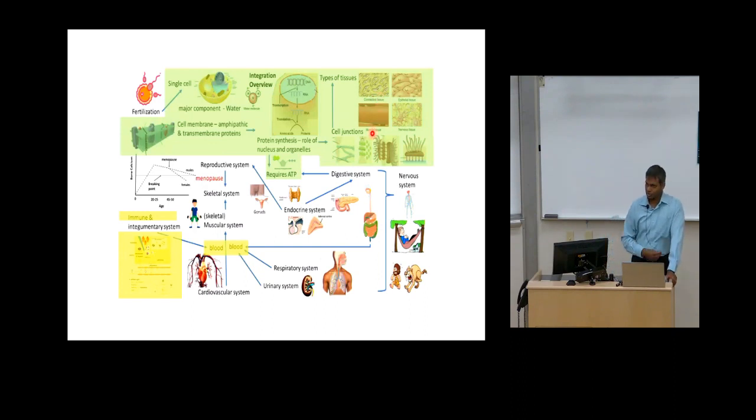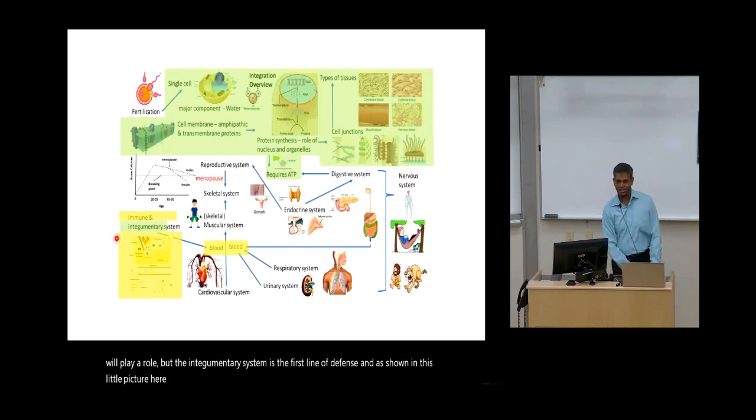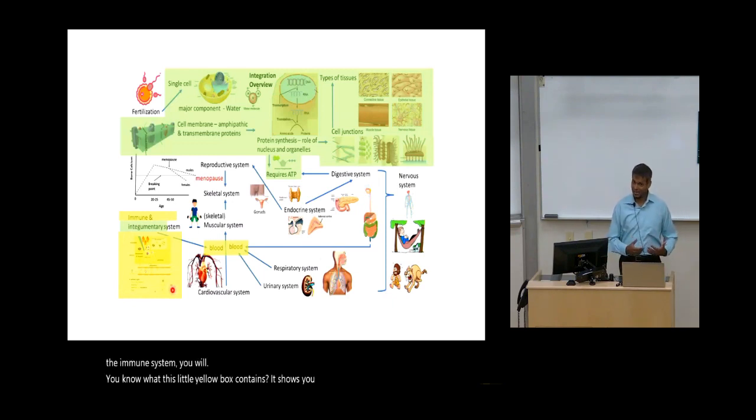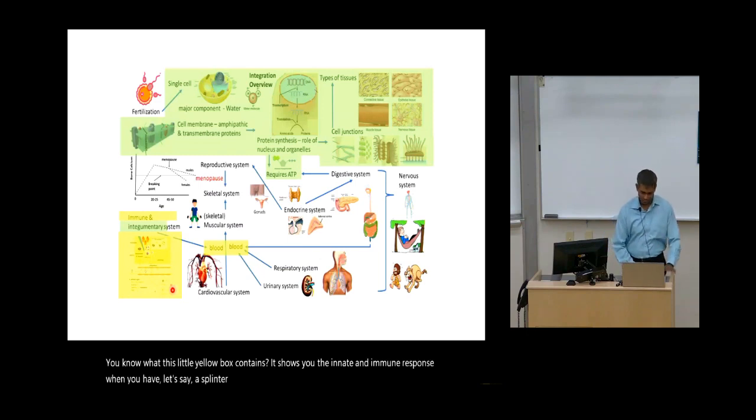And from the types of tissues, we moved on to the discussion of the integumentary system, and we will notice that the integumentary system will play a very integrated role in the immune function of the body. Now, for the immune function of the body, a number of organ systems will play a role, but the integumentary system is the first line of defense. And as shown in this little picture here, you probably can't see all the details, but by the time we're done with the immune system, you will know what this little yellow box contains. It shows you the innate and immune response when you have, let's say, a splinter go through your skin.